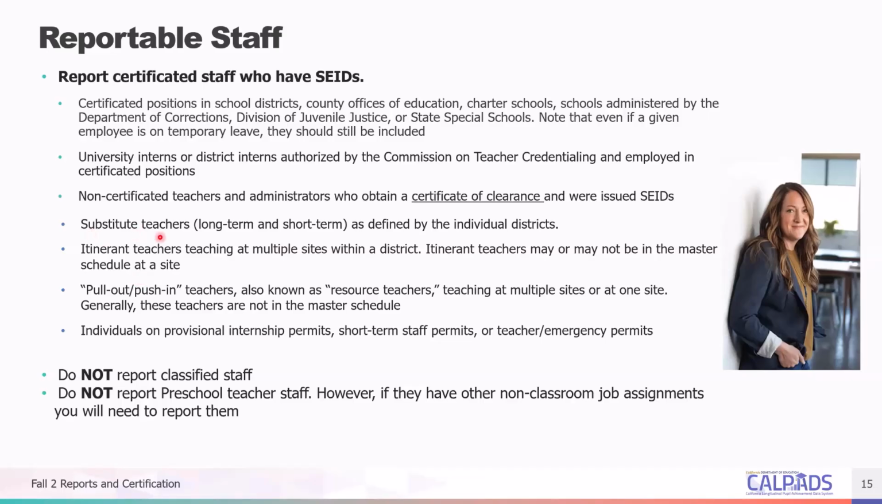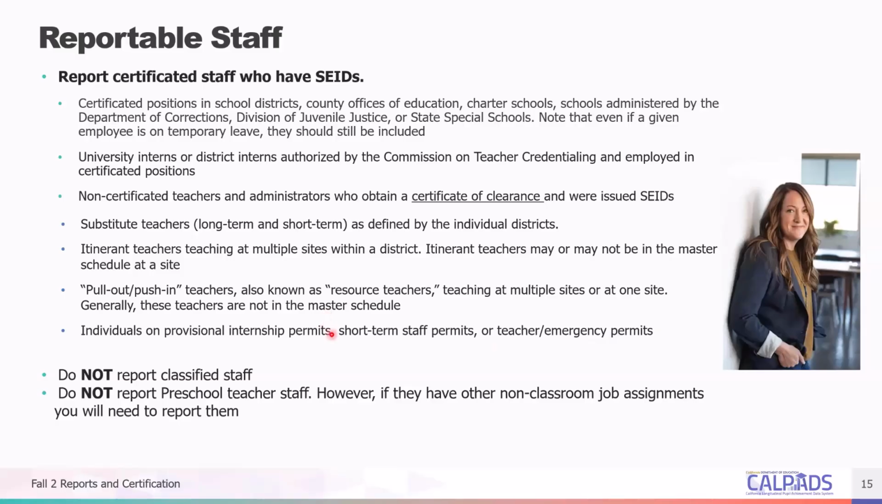For substitute teachers, both long-term and short-term, you also report them if there are vacancies or if they are long-term substitute teachers. Itinerant teachers may be reported when they are teaching at multiple sites within the district. Itinerant teachers may or may not be in the master schedule at a site. So you may need to work with your SIS on how to establish these records in the SIS and have them extracted and uploaded to CalPADS. We also report pull-out and push-in teachers, also known as resource teachers.